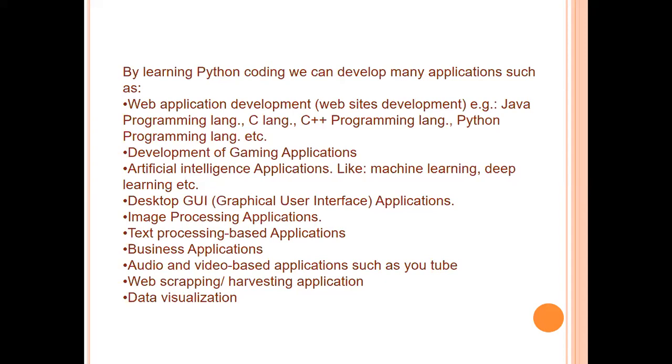We can also develop gaming applications. Whosoever is interested in development of gaming applications can also proceed with Python. Artificial intelligence applications like machine learning, deep learning, etc. If we want to go ahead with machine learning or deep learning, we need to have the knowledge of Python. Desktop GUI, that is graphical user interface applications. We can also develop image processing and text processing based applications.